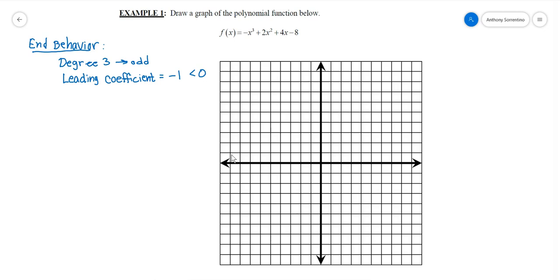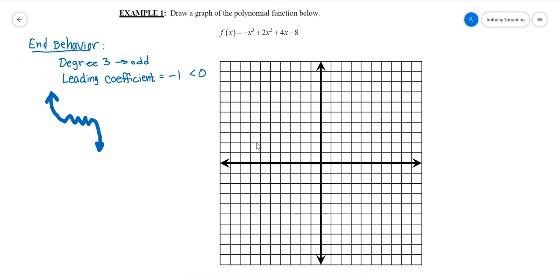So having an odd degree means that the two ends should point in opposite directions. Having the leading coefficient be negative 1 means that the end behavior should look more along the lines of this. So I know what the end behavior is going to look like. So overall, the graph is going to end with the left side pointing up and the right side pointing down.